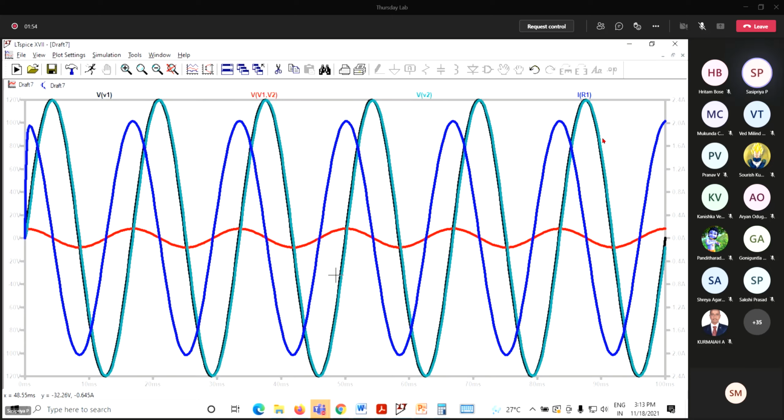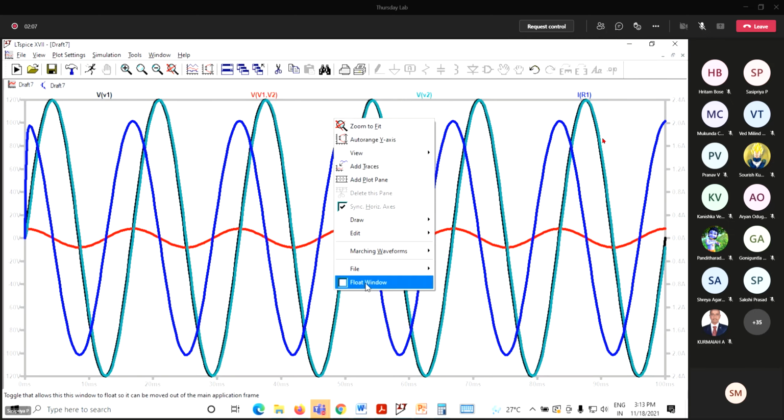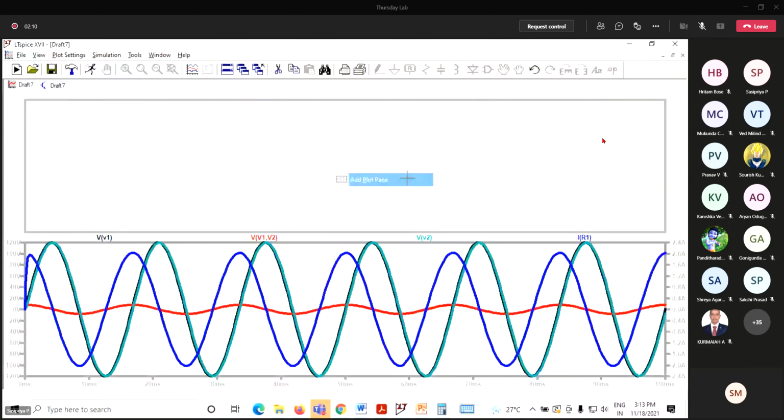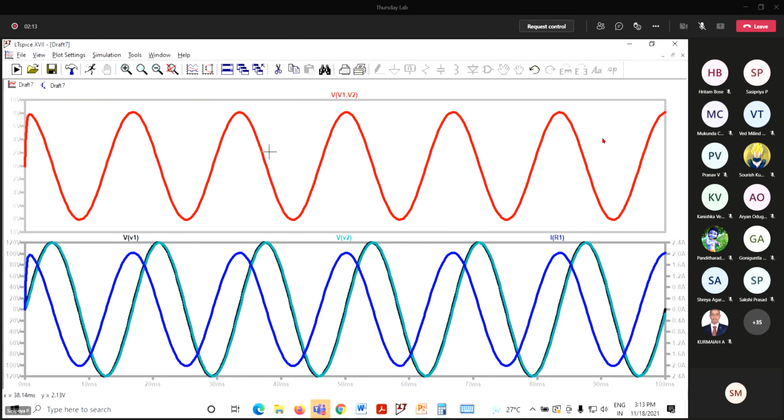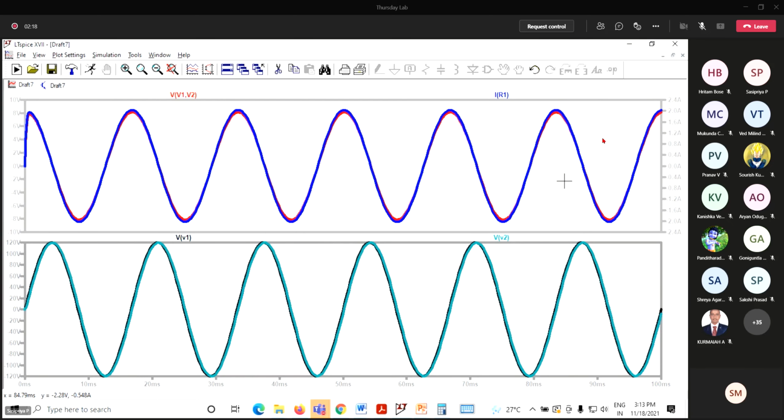The AC analysis will be helpful just to cross check whether you are getting the same phase difference. When I see it together, it's looking like there is a phase difference, but now it's exactly in phase. The voltage across the resistor and the current going through the resistor, both are in phase.